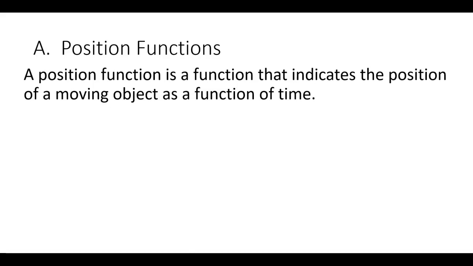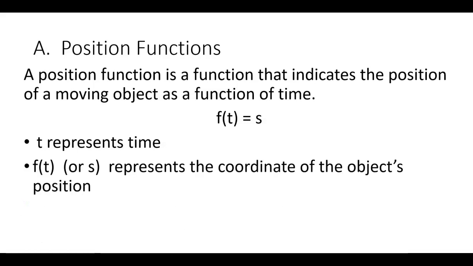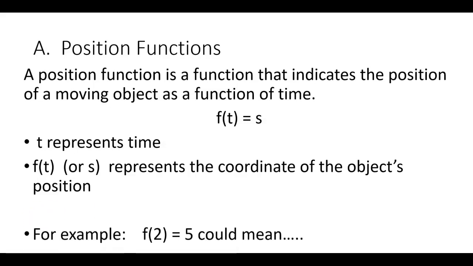So I could give you this function. What you do is you plug in a number, which usually represents the time. The output would be where it's located on a number line. Okay. So f of t equals s. The t in this case represents time. The s, or you could just call it f of t, because f of t is s. They both represent the coordinate of the object's position at that time.